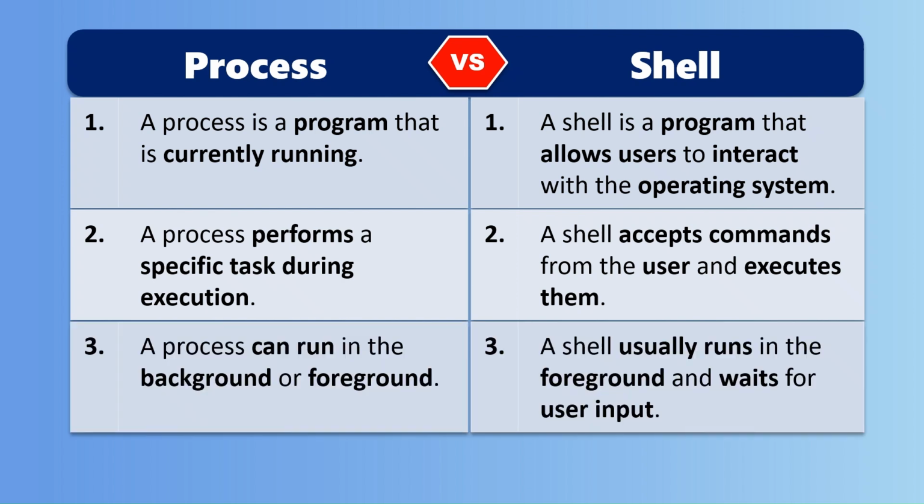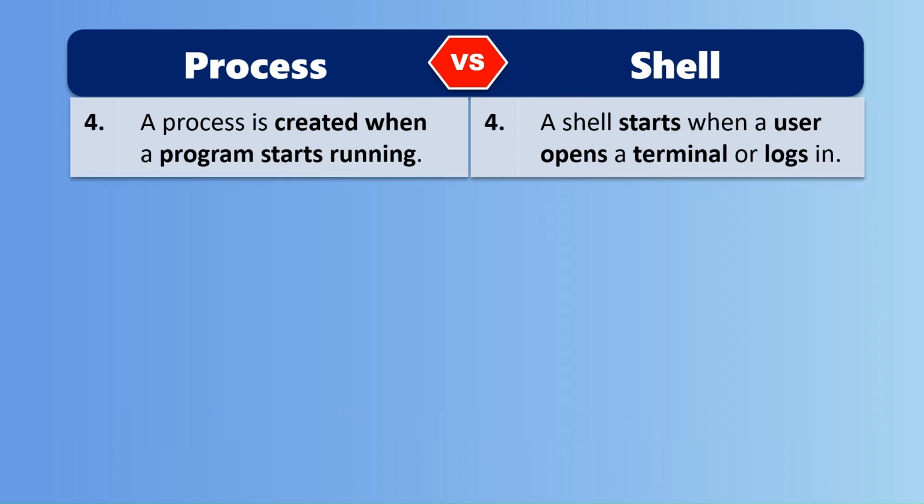A process can run in the background or foreground. A shell usually runs in the foreground and waits for user input. A process is created when a program starts running. A shell starts when a user opens a terminal or logs in.